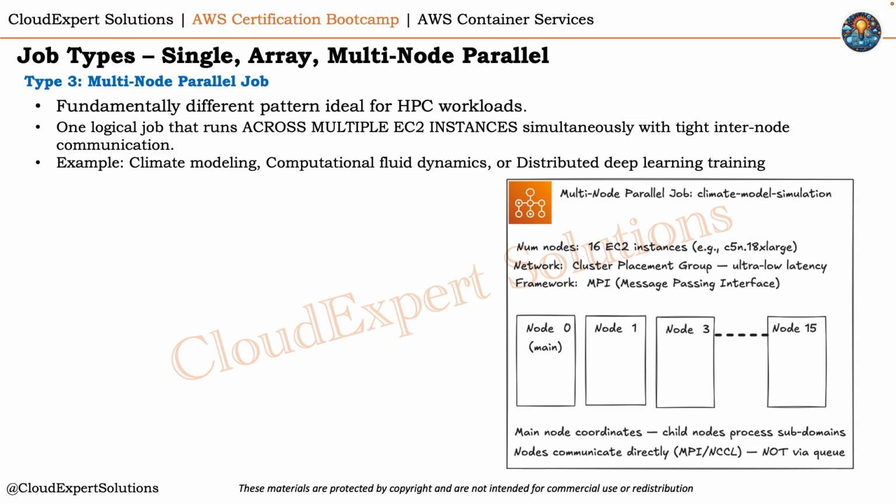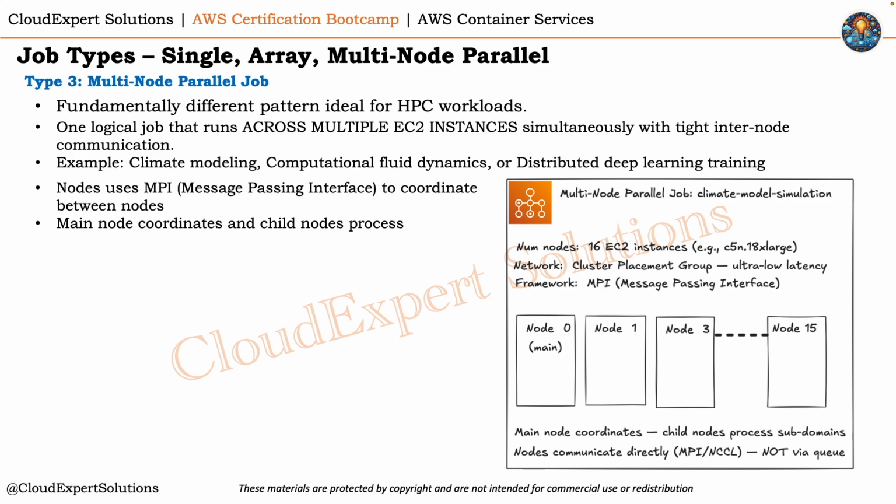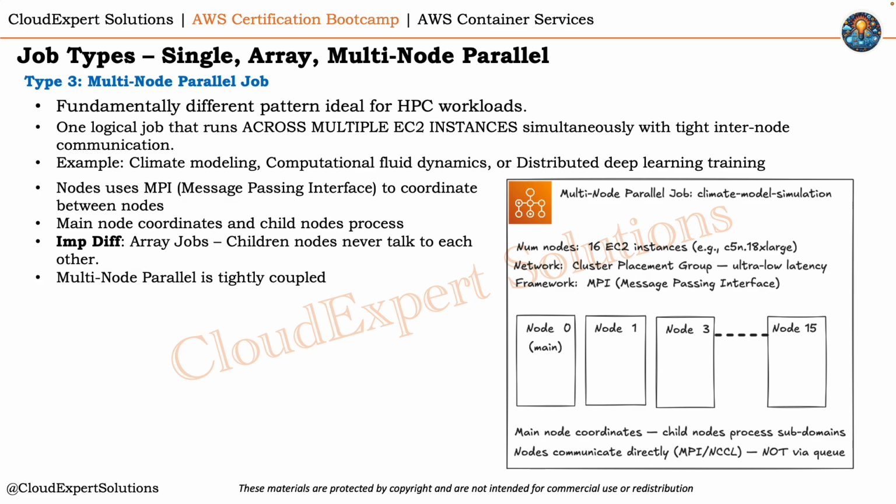an HPC workload. Here we have taken the example of a climate modeling simulation. The nodes use MPI, or Message Passing Interface, to coordinate and share state directly between them. The main node coordinates and the child nodes will process subdomains of the problem you have submitted as part of the job. This is not the same as array jobs, where child nodes never talk to each other. Array jobs are embarrassingly parallel with no communication. Multi-node parallel is tightly coupled, with constant communication between nodes.